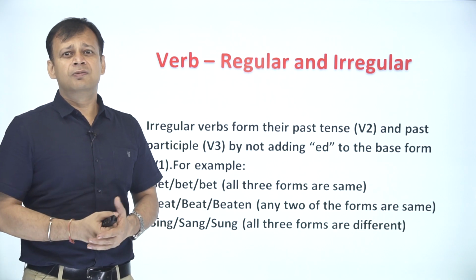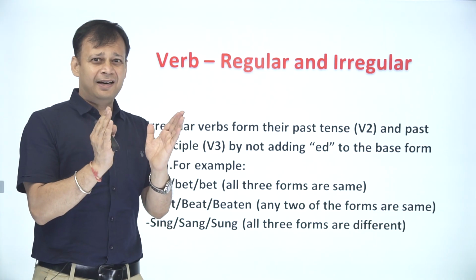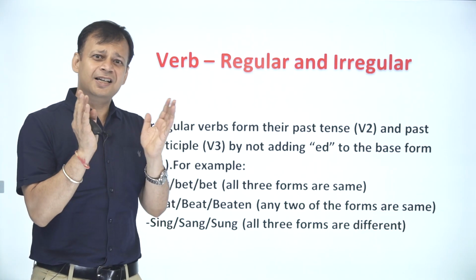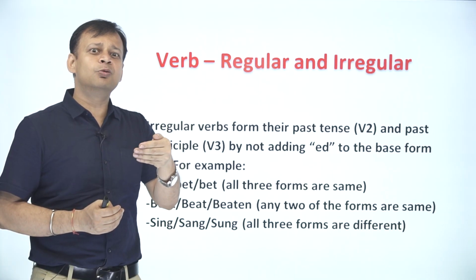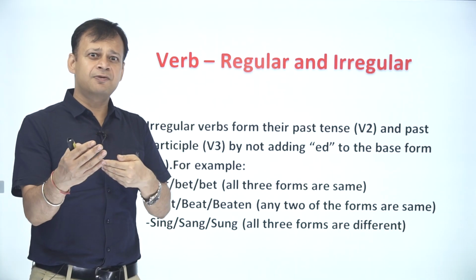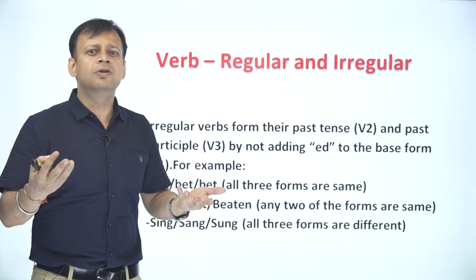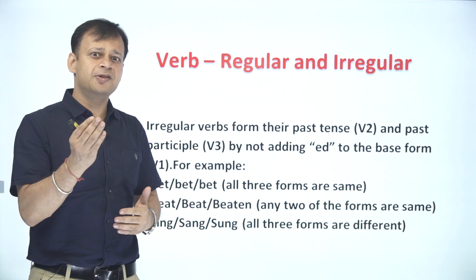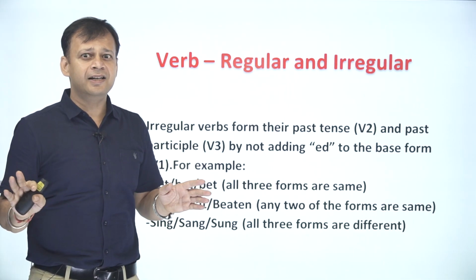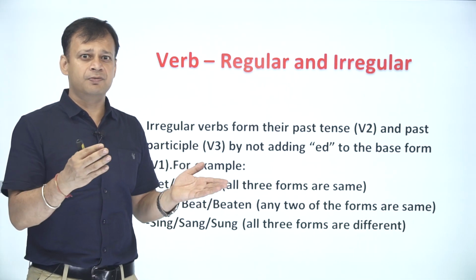What is an irregular verb? Look at the word irregular. That word itself says that the moment the pattern of forming V2 and V3 changes from ed, that becomes an irregular verb. So irregular verbs form their past tense V2 and past participle V3 by not adding ed to the base form, that is V1.